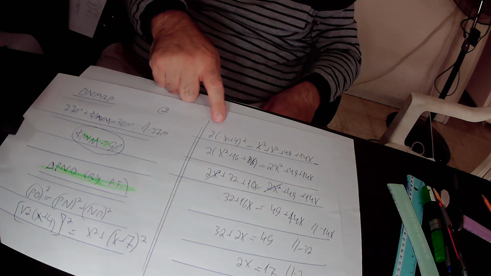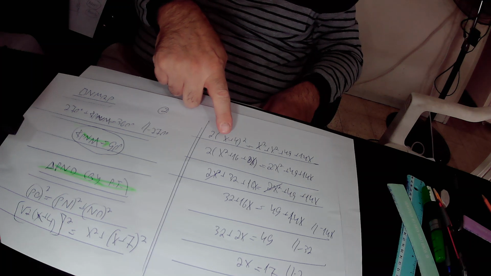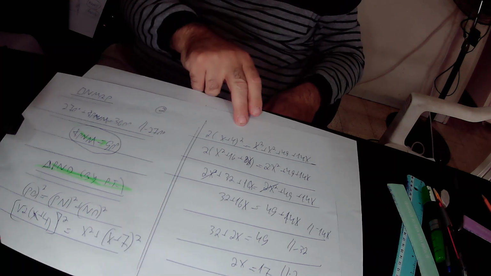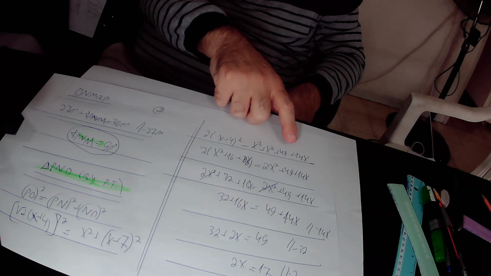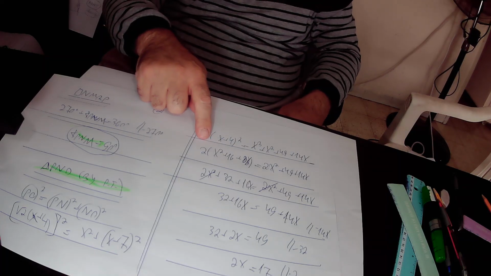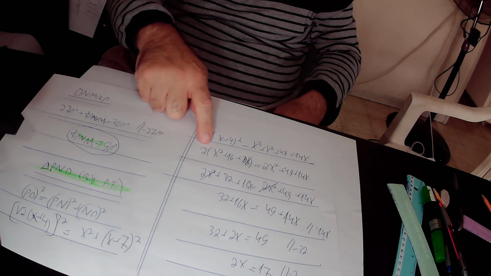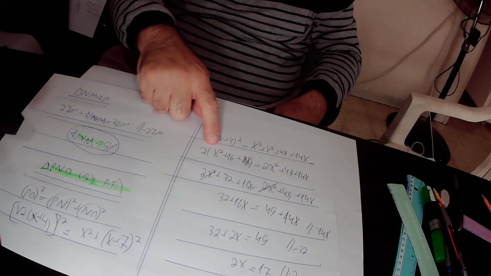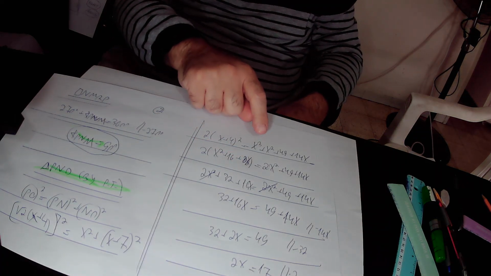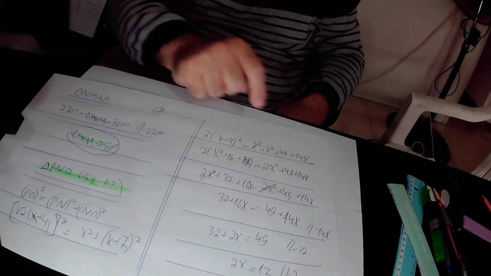(x plus 4) squared equals x squared plus 4 squared, that is 16, plus 2 times x times 4, that is 8x, and it equals x squared plus x squared, which is 2x squared, plus 49 plus 14x. We open the brackets of this expression: 2 times x squared is 2x squared, plus 2 times 16 is 32, plus 2 times 8x is 16x. On the other side of the equation, we have 2x squared plus 49 plus 14x.